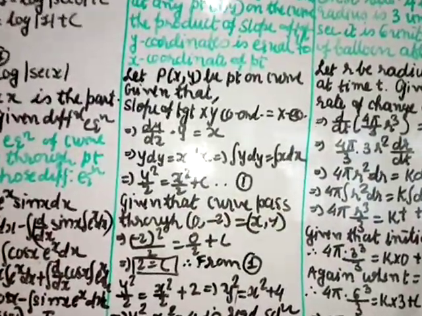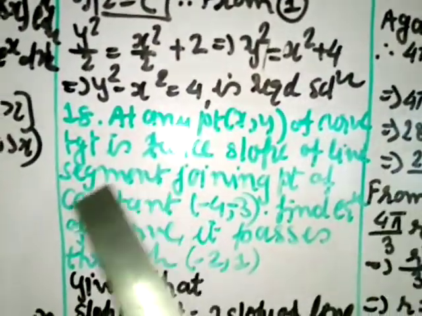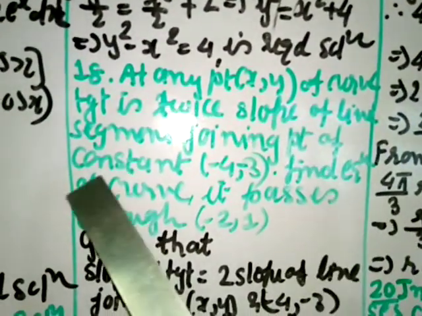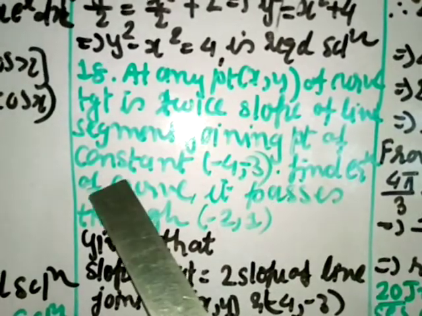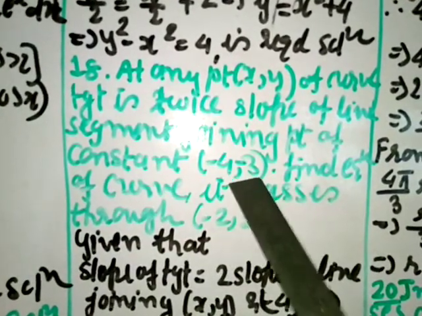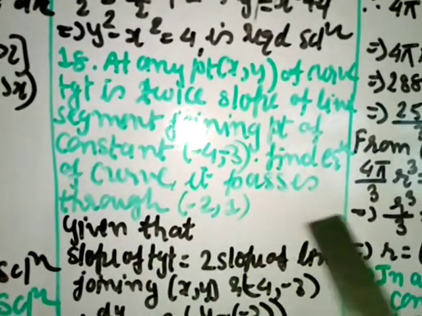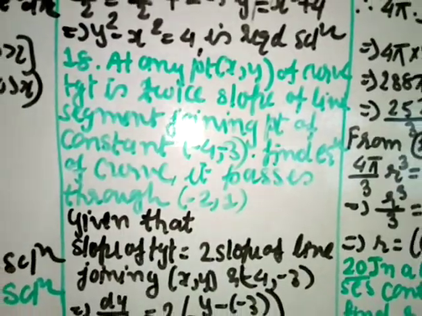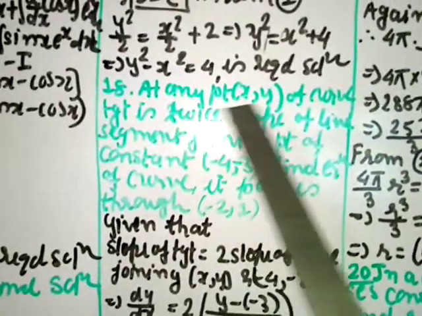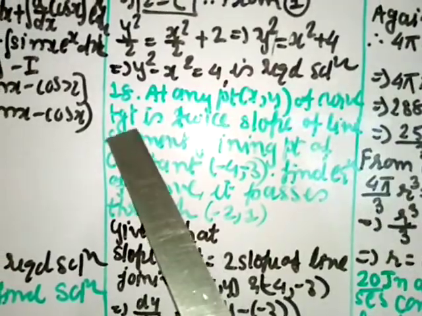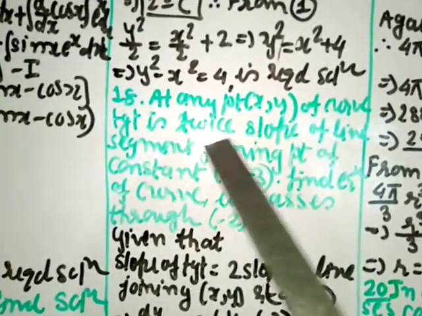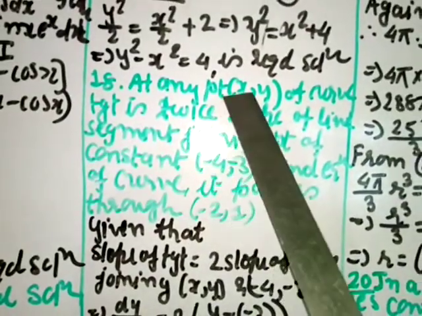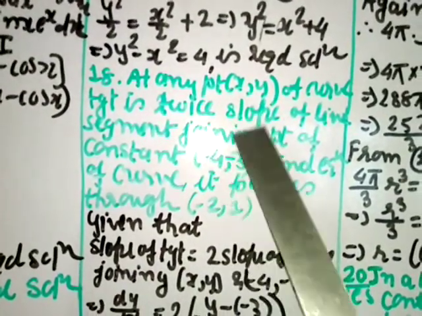Question number 18. At any point x, y of the curve, the tangent is twice the slope of the line segment joining the point and the point minus 4, 3. Find the equation of the curve if it passes through minus 2, 1. So here you are given that at any point x and y of the curve, the slope of the tangent is twice the slope of the line segment joining the point and this point. Okay, the point and this point, these 2 points, but it is twice.